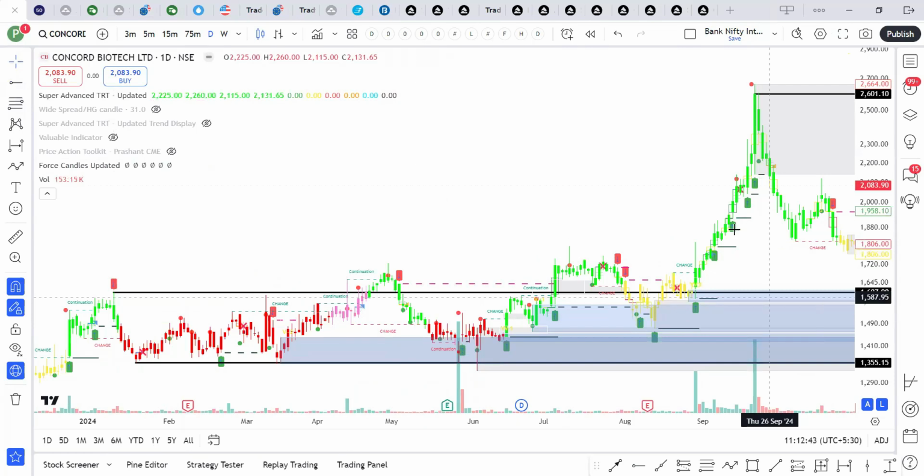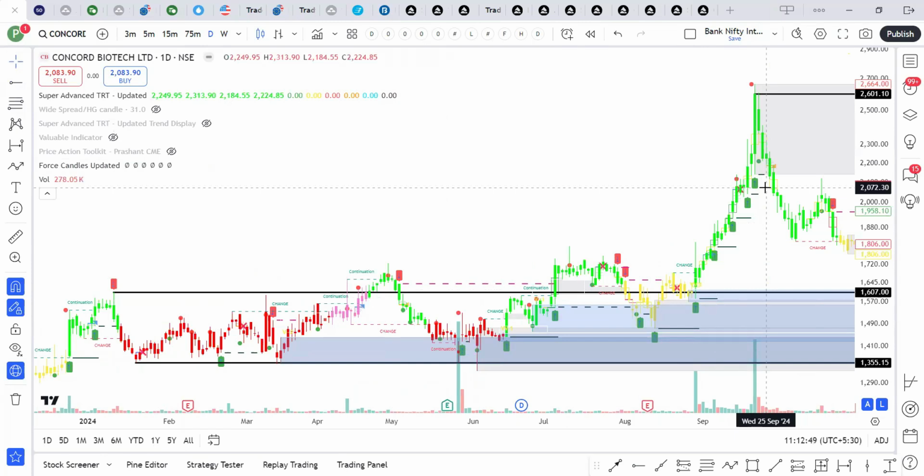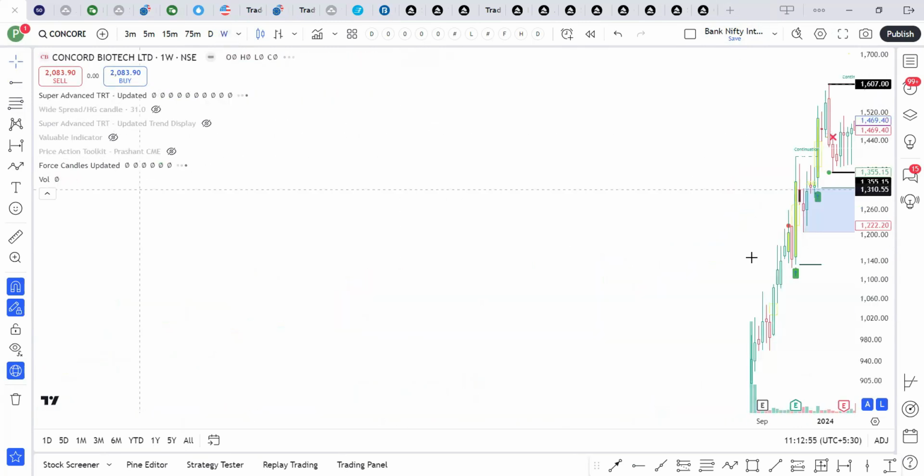Prashant, Yes, Darshna. Very basic. Actually, on this TRT chart, you are saying that these are the weekly buying areas, these are the daily buying areas. So, are these different color changes, or how do we know?